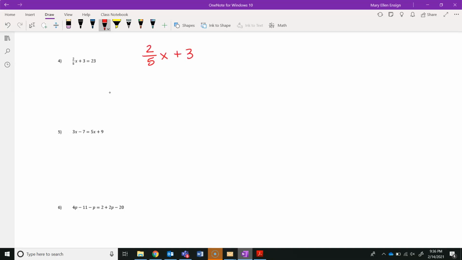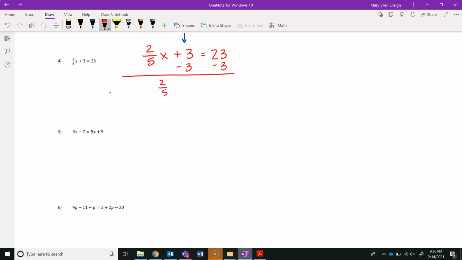2/5 x plus 3 equals 23. So again, something's being multiplied by x, something's being added. I want to take care of this term that does not have x in it first. So I'm going to subtract 3 from both sides.